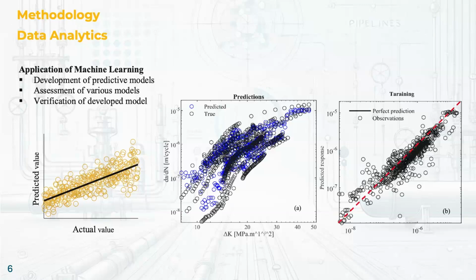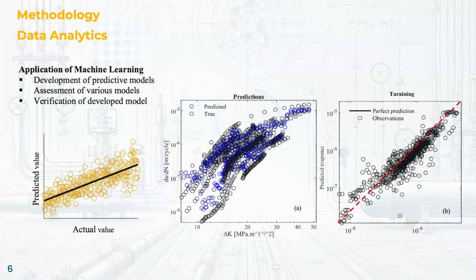So in the third section, after the data analytics, we come to the prediction, and the application of machine learning. It's about the development of the predictive models, assessment of the various models, and verification of the development. After using the literature review, we make the data set, choose the techniques, and then start to develop the predictive model.